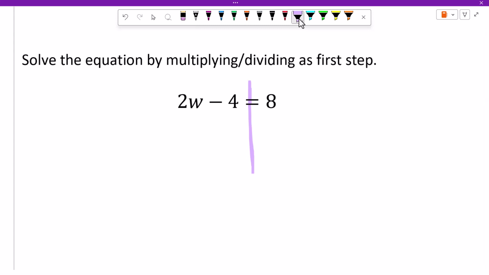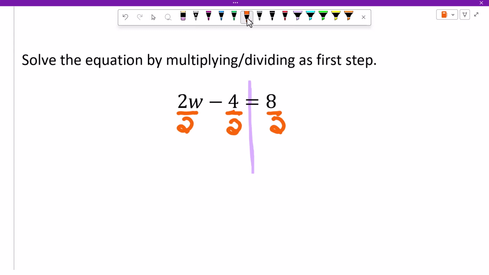Right? So we cover this up. We want to get rid of that 2. That 2 is timesing W. So the opposite of timesing is dividing. So the rules still work the same way. But when we divide, everything gets divided. This gets divided. This term gets divided. And this term. Okay?